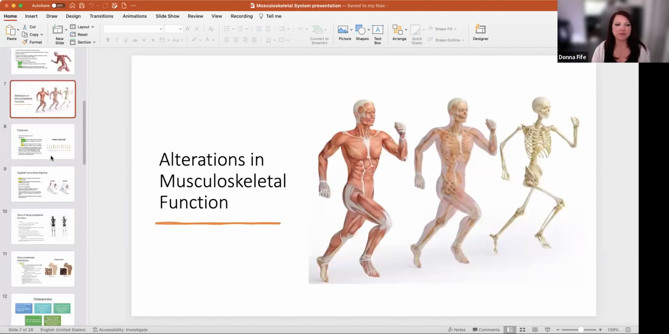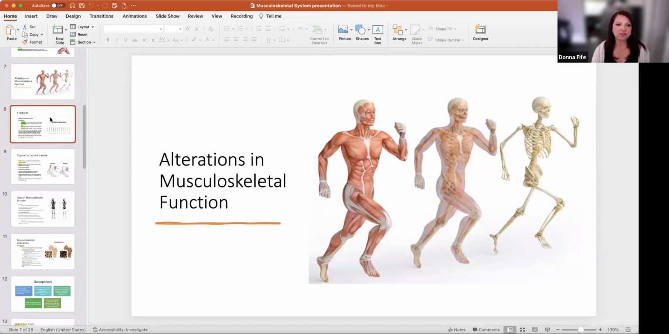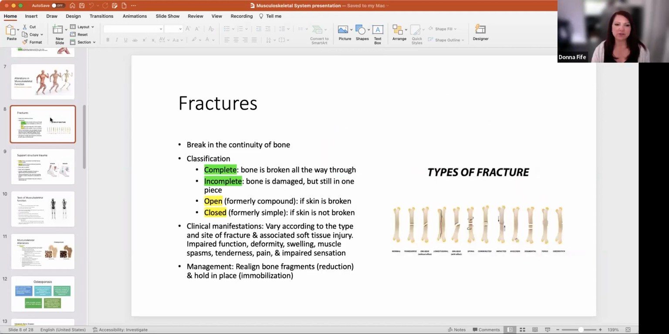Okay, now let's go over some alterations in musculoskeletal function. We have fractures. This is a break in the continuity of bone. This can be classified as complete, where the bone is broken all the way through, or incomplete, where bone is damaged but still in one piece.